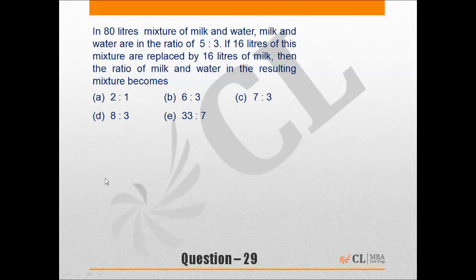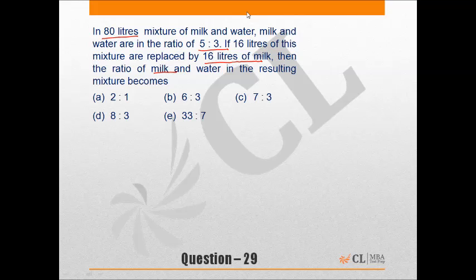The last question of the first exercise. You have an 80 liters mixture of milk and water in the ratio of 5:3. 16 liters of this mixture is replaced by 16 liters of milk. Then the ratio of milk and water in the resulting mixture becomes what?